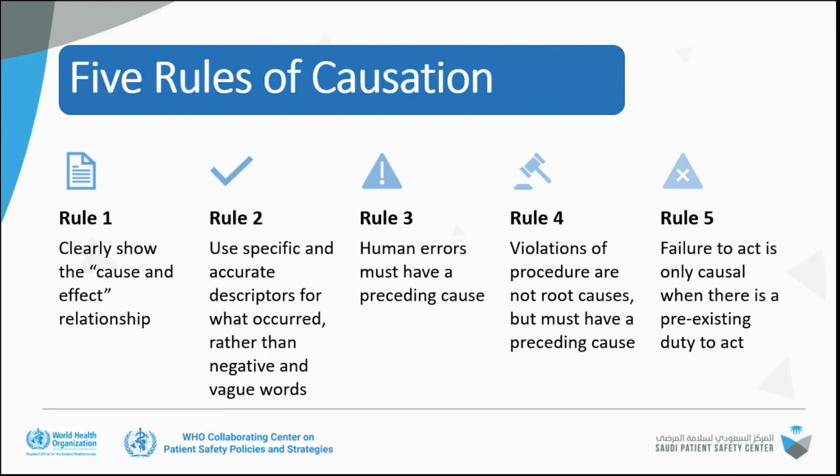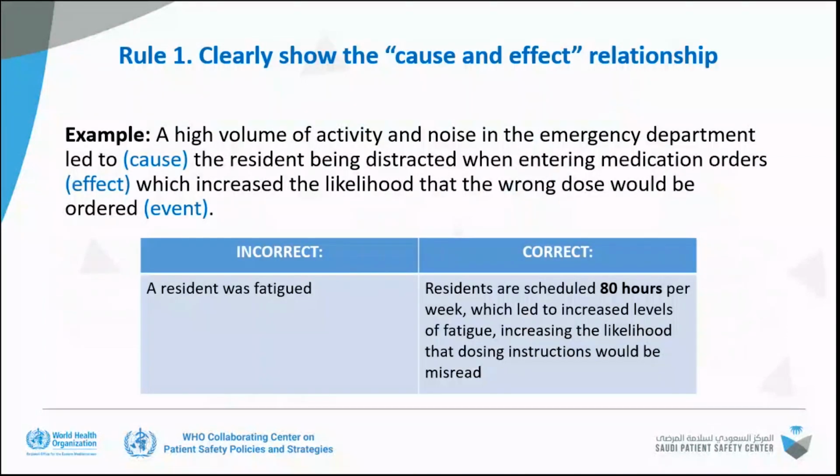So rule number 1 is we have to clearly show the cause and effect relationship in that statement. For rule number 2, we have to use specific and accurate descriptors for what occurred rather than negative and vague words. Rule number 3, human errors must have a preceding cause. Rule number 4, violations of a procedure are not root causes but must have a preceding cause. Rule number 5, failure to act is only causal when there is a pre-existing duty to act. We will take now an example for each one of them.